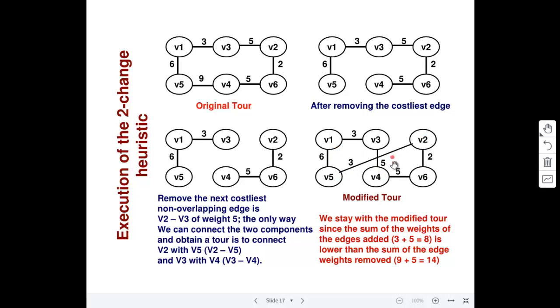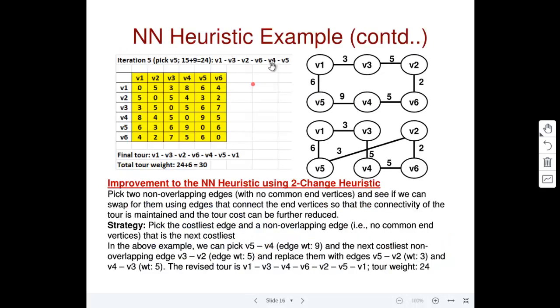We have to check. So we started with some tour here. We removed two edges of weight 9 and then 5. So we removed edges adding up to 14 as a weight, 9 plus 5, and ended up adding two edges of weight 3 plus 5, 8. So removed 14 and added 8. So that's the saving. So that's why I show in the slide here.